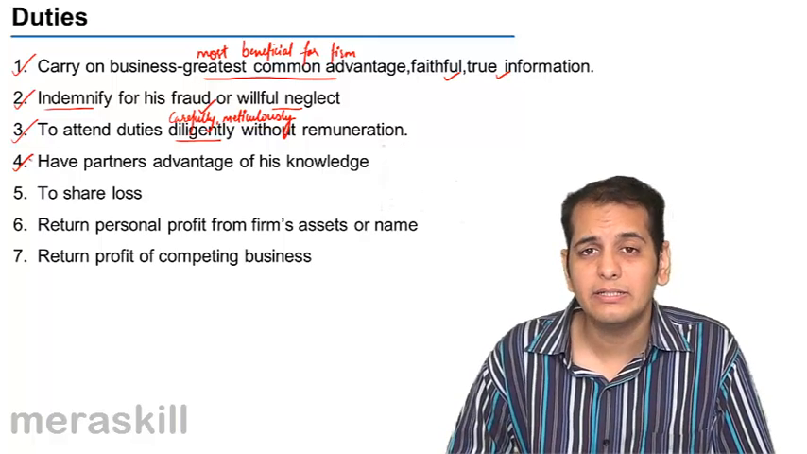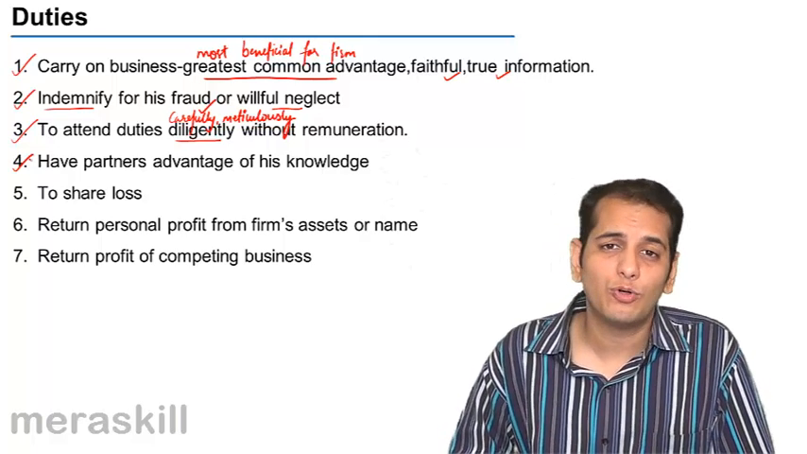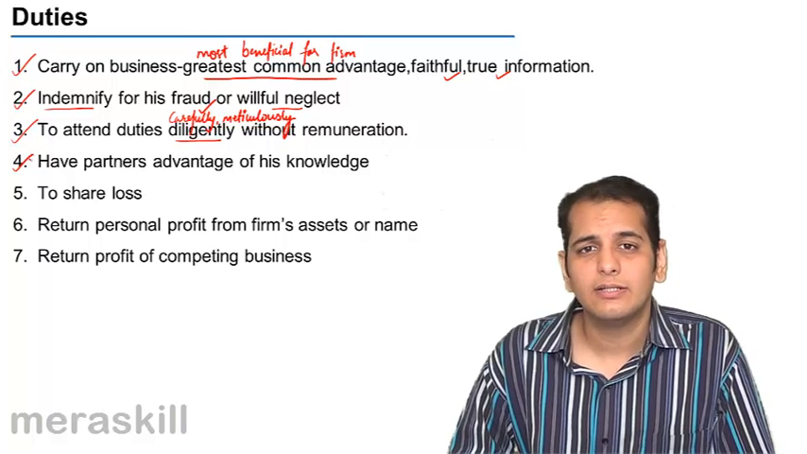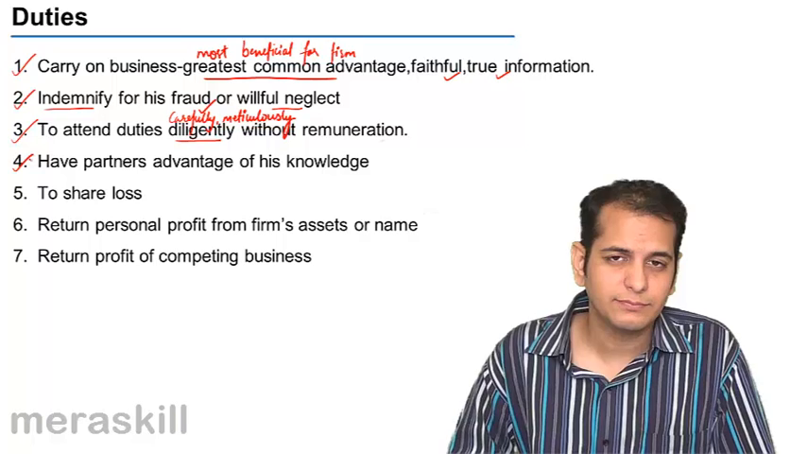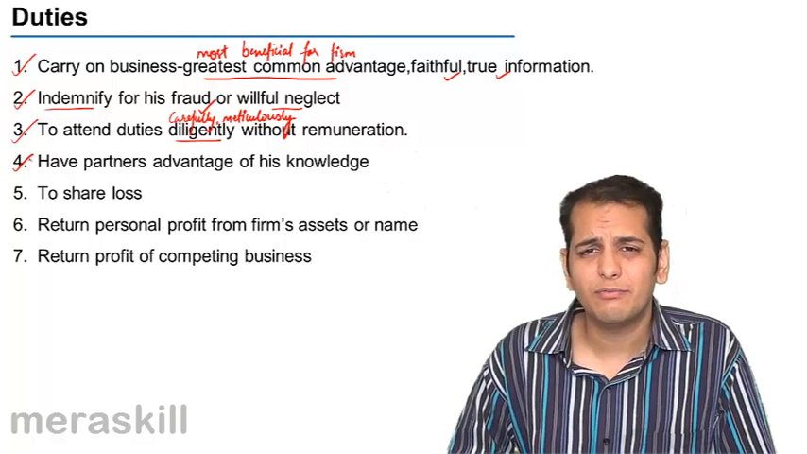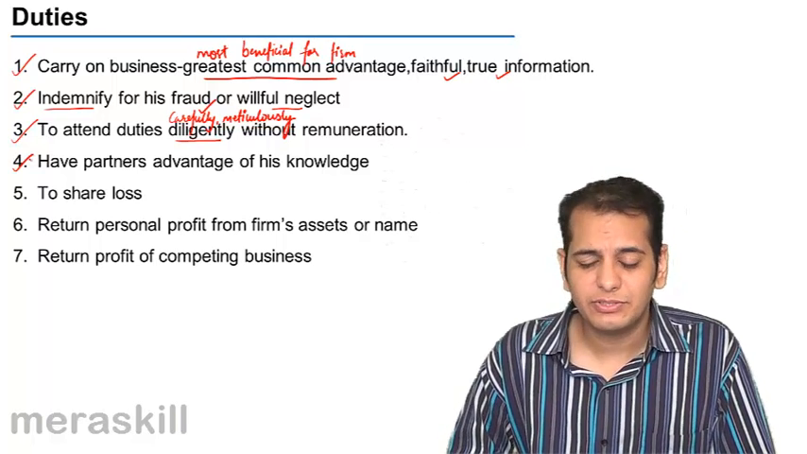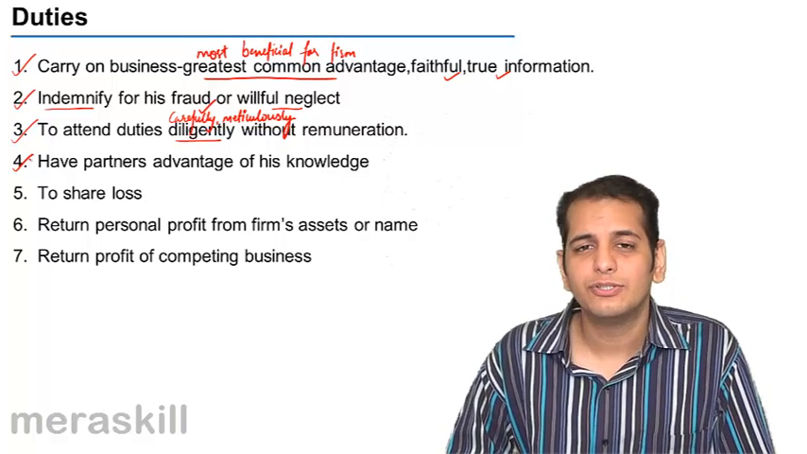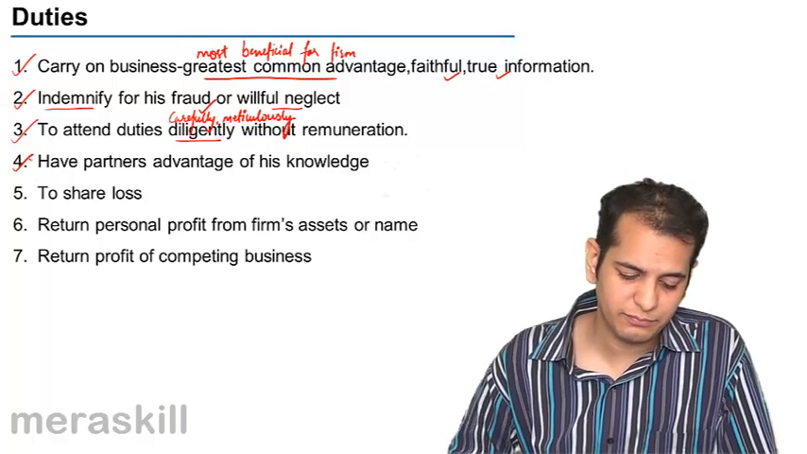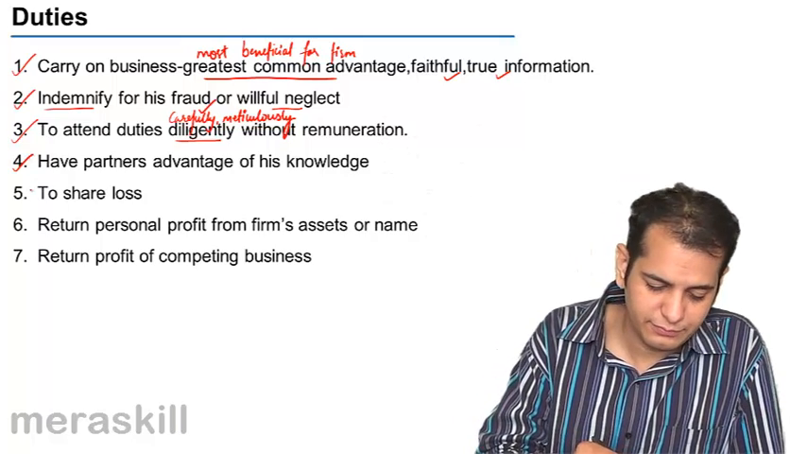If I don't maintain them, I should keep somebody and have a watch over him. I should be checking the accounts of the firm and see to it that everything is being done properly. So whatever skill set, information, or knowledge the partner has, he should use it for the advantage of the firm. Okay.